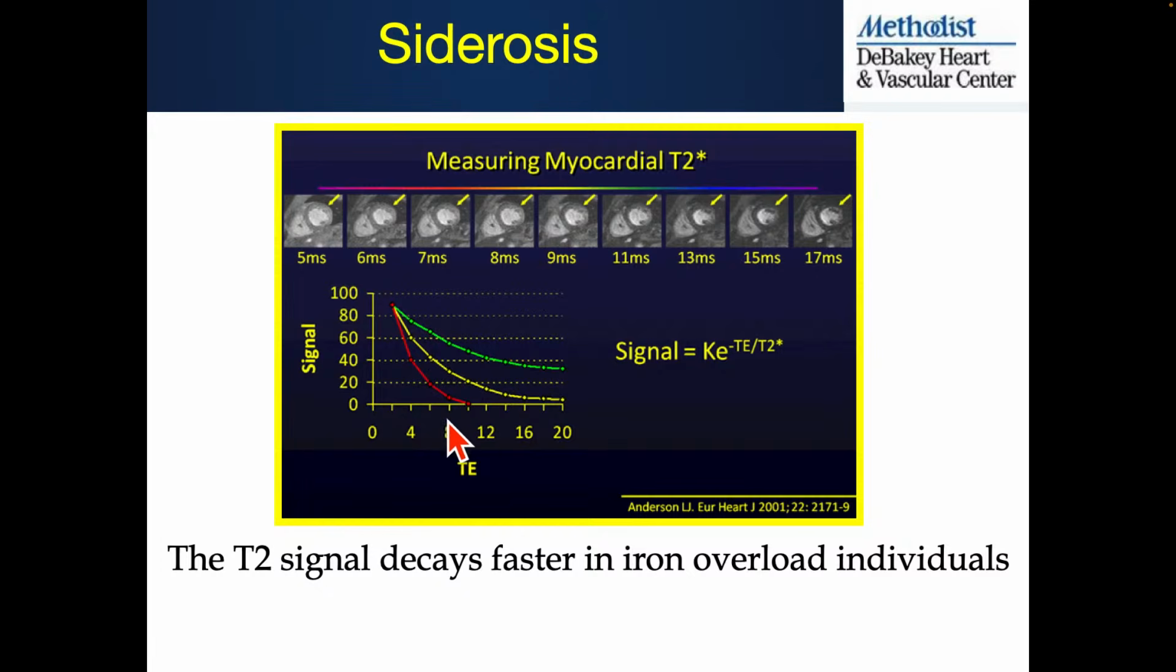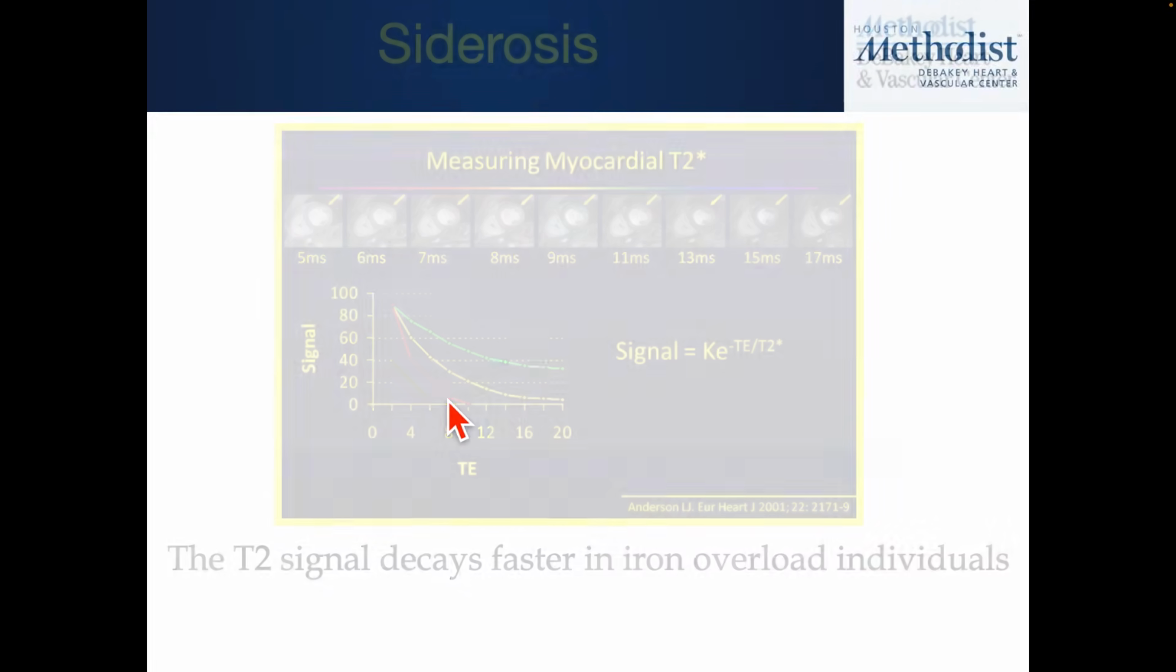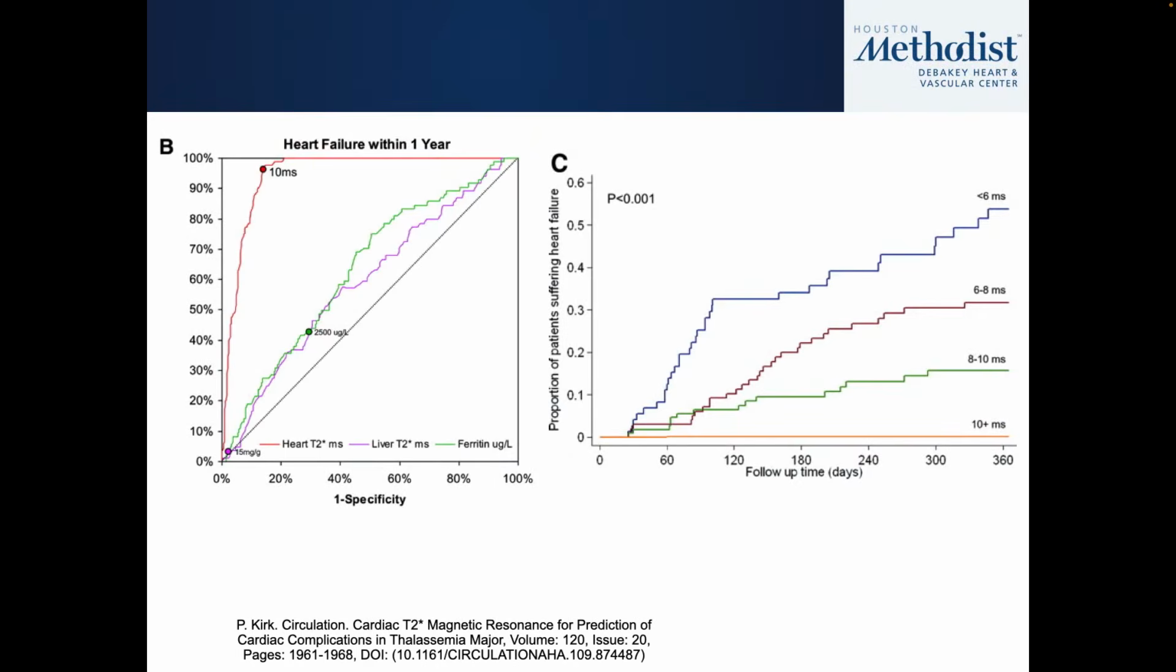And what you'll see is that patients who have increased iron overload will have a faster T2 decay curve, and as a result a lower myocardial T2 star time. And this study right here, I think, highlighted nicely that the optimal time that separates out incidence of heart failure within a year seems to be around 10 milliseconds.